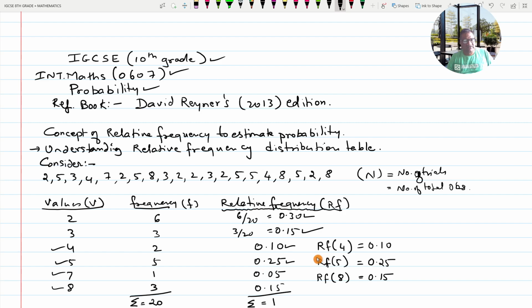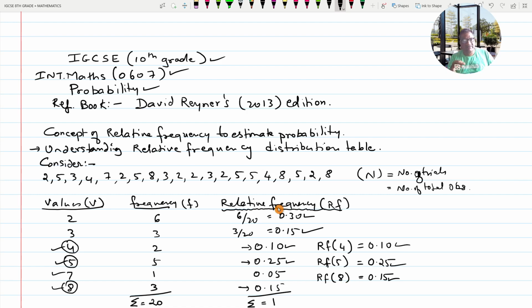Okay. So here I have written relative frequency of 4 is 0.10. Can you see this 4? The relative frequency is this one, 0.10. Then relative frequency of 5 is 0.25, right? And then relative frequency of 8. Can you see this 8? So relative frequency of 8 will be this 0.15. So this is how you have to make the relative frequency column.